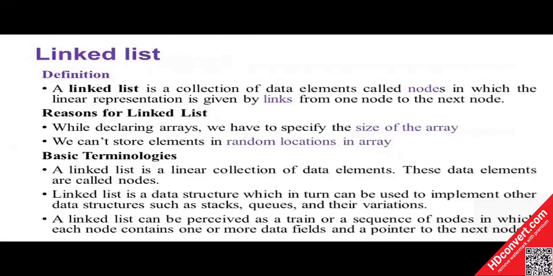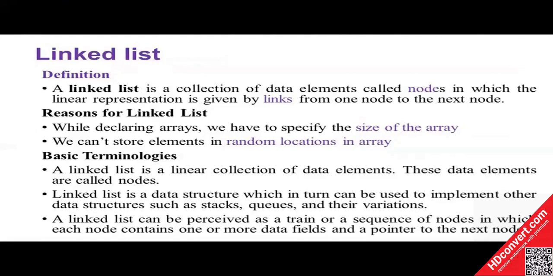So what is a linked list? It is a collection of data elements. They are called nodes, and each node is linked to another node in the list. Why do we go for a linked list? We have some disadvantages in the array-based implementation of list ADT, so we go for linked list implementation.